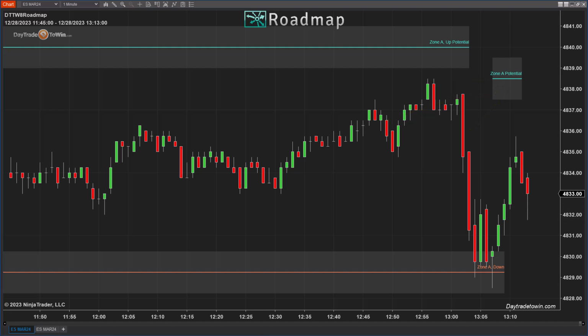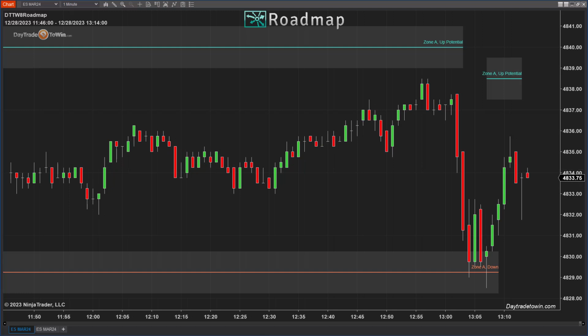So this is a great way, and the reason why it's called the roadmap, because it's truly a roadmap to tell you whether you should be entering long. You can use it with your own methods, your own methodologies, whether you're using the conventional indicators like stochastics and moving average crossovers.